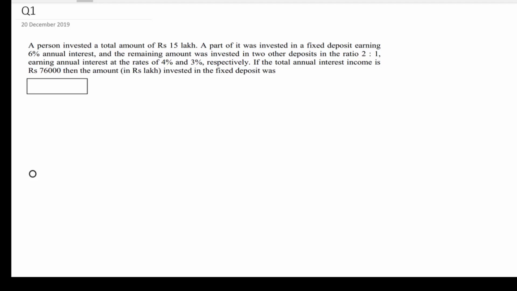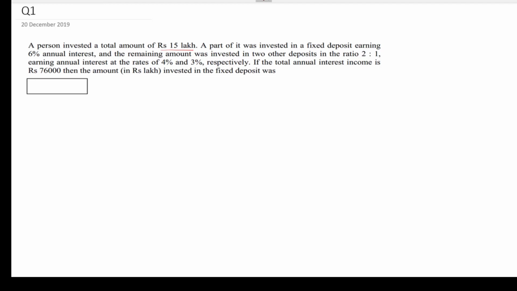This is the CAT 2019 morning slot paper, and this is the first question from the PDF I got. I will try to solve this question with the best possible approach, or the approach that I would have used during the examination.